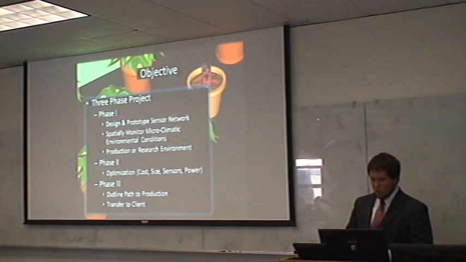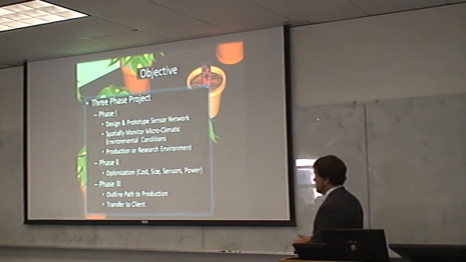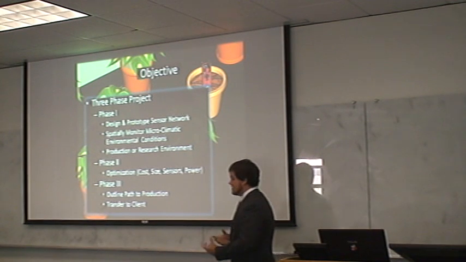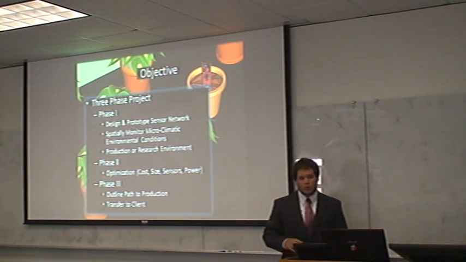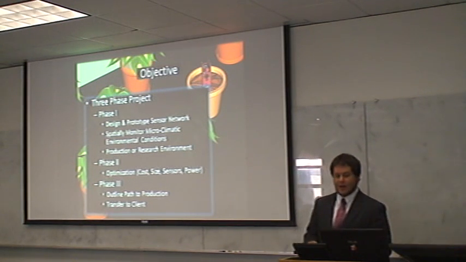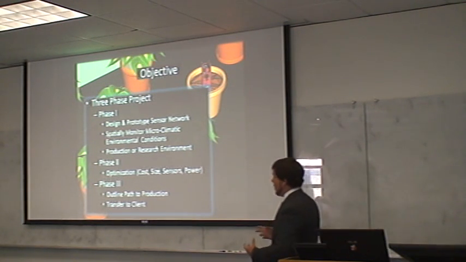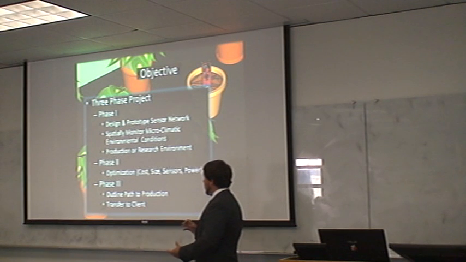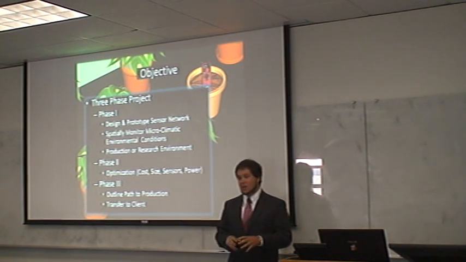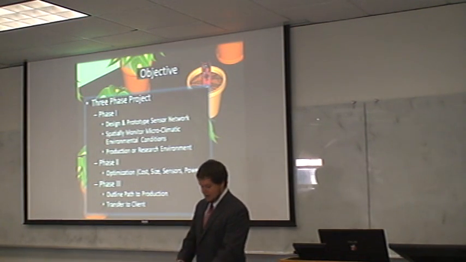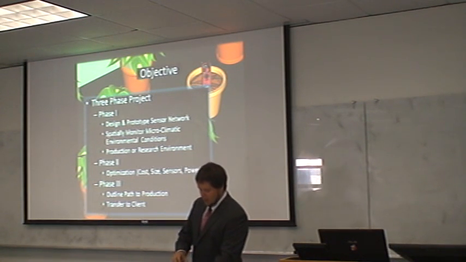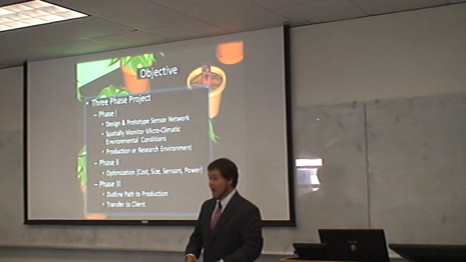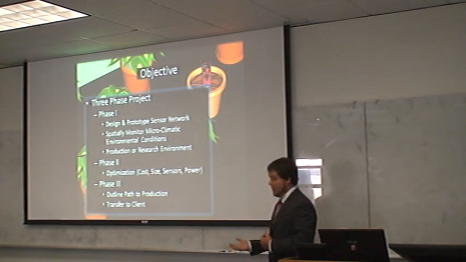So what is the objective of our particular project? We've gone with a three-phase model. In phase one, the biggest idea here is we're going to create a proof of concept design and prototype of this sensor network. What we're trying to do is figure out what the climate is around our plant. If we imagine this as the potted plant and I've got my sensor in it, what is the environment around that and how much water is in there?